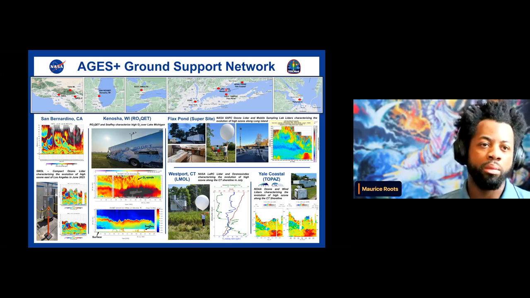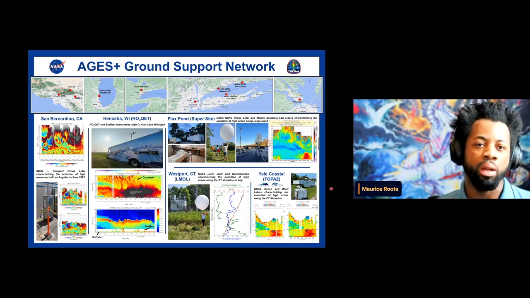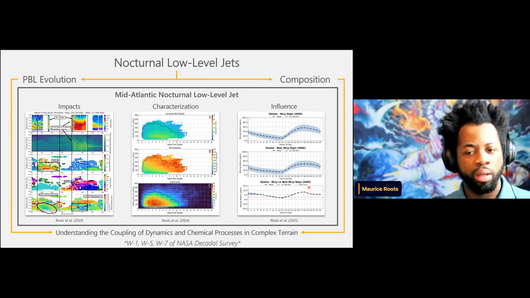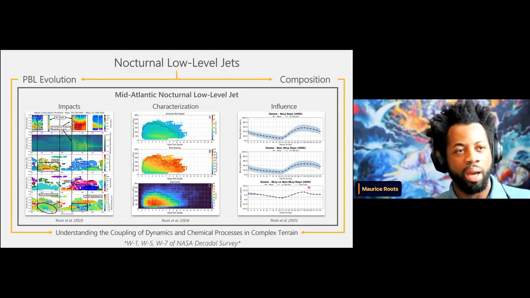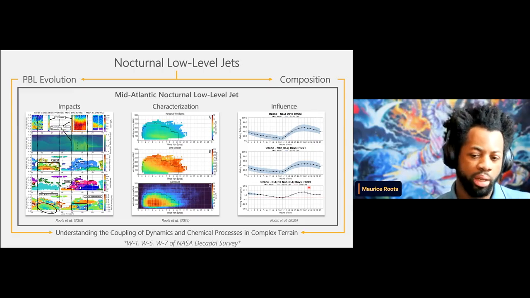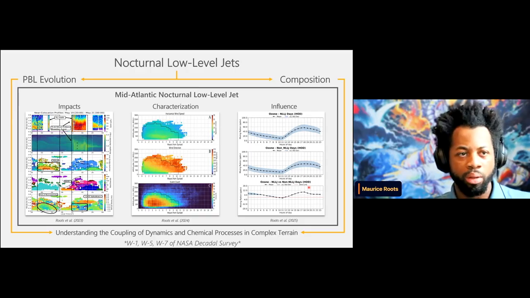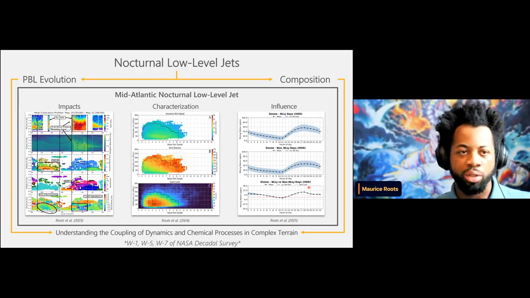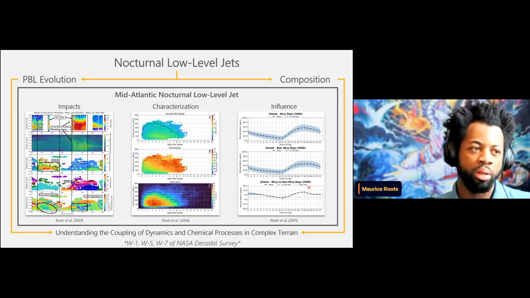So on to, I'll just briefly go through this. This is my work that I've been doing, and how it feeds into the decadal survey. I've been studying the impacts, characterization, and influence of a phenomenon called the mid-Atlantic low-level jet. I'm going to walk through this first paper on the left, and then maybe summarize at the end about these two and what I'm working on right now.